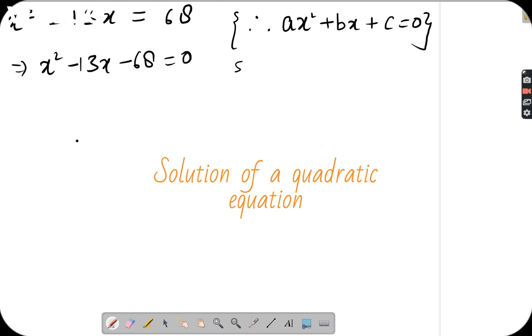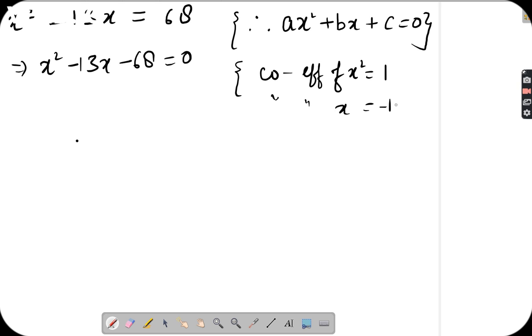Now if you compare both the equations, you will get the coefficient of x square as 1, the coefficient of x is minus 13, and the constant is minus 68. This is the information you have collected from the given equation when you compare it with the standard equation. Now, how will you start finding the roots?